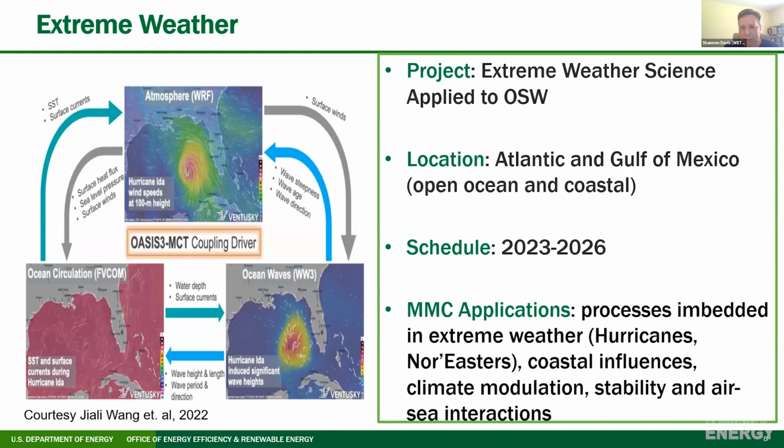And as the penetration of wind to the grid increases and reliability becomes more of an issue, we're also very aware of how we have to address extreme weather and severe weather events, applied particularly to offshore wind. We're going to be launching a series of projects. One will be looking at the atmospheric science side, while another will be looking at the design and high fidelity modeling side. The location will be the Atlantic coast and the Gulf of Mexico. We'll be looking at processes embedded in extreme weather events, which can contribute to extreme wind and veer cases. We'll be looking at hurricanes as well as nor'easters and overall extreme weather events.